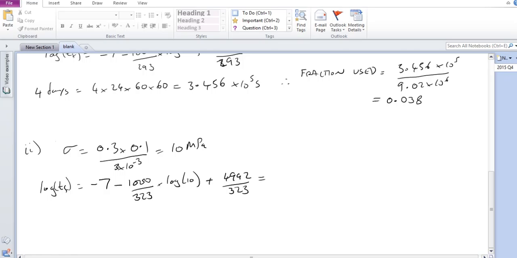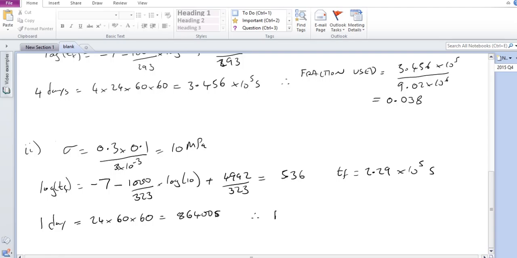And if we work that lot out, that comes to 5.36, which means that the time to failure is equal to 2.29 times 10 to the 5 seconds. And what we have here is 1 day of exposure in this condition, so that's equal to 24 times 60 times 60 seconds, which is 86400 seconds.